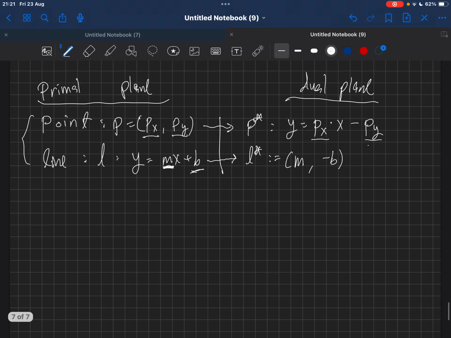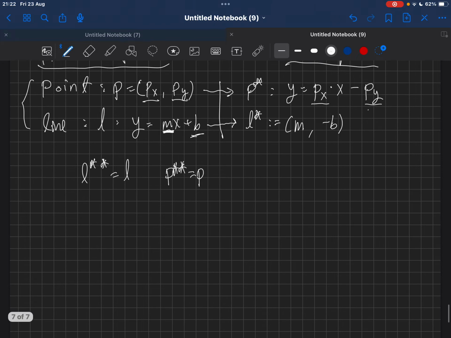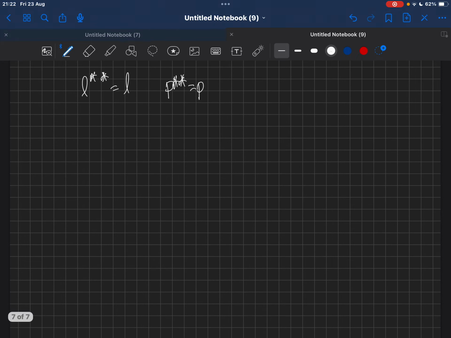Remember that if I take another dual, namely L tag tag, I will get the source of L, and if I take P tag tag, I will get the source of P. Now let's try to represent it in a more visual way in a graph, with a point and a line.